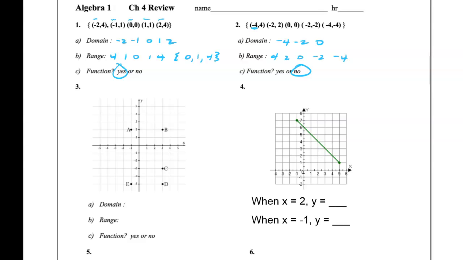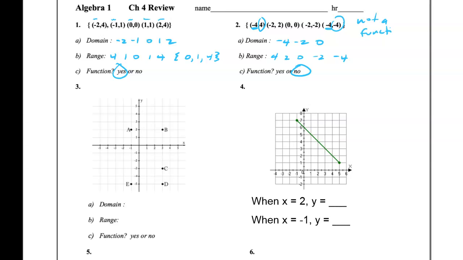So if you have duplicate x values that have different answers, oh, shoot, I circled that one. If you have duplicate x values that have different answers, then that is going to be no. That's why this one is not a function.